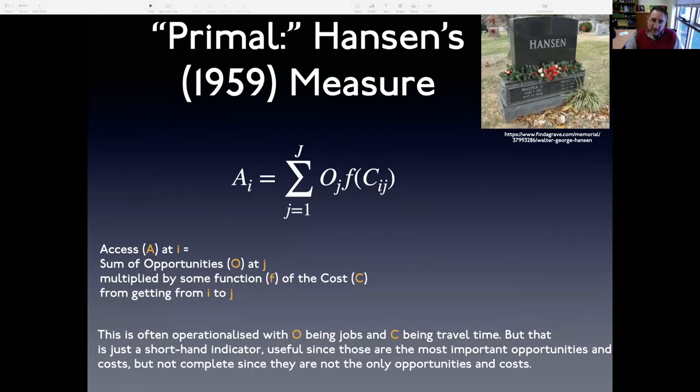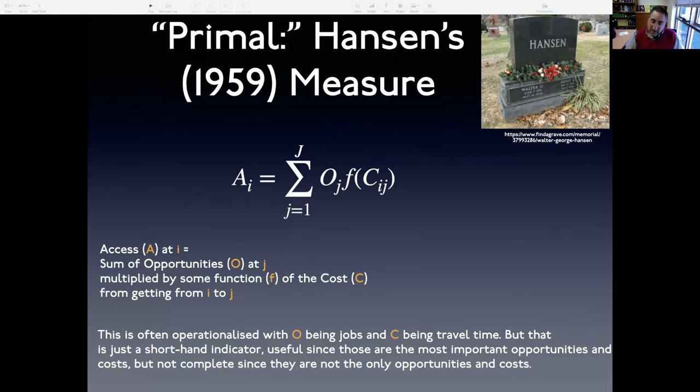The way we formulate that today is A sub I, the accessibility at point I, equals the sum over J of the opportunities at point J multiplied by some function of the cost of travel between I and J. I is the zone of interest, your origin zone, and J represents all of the other zones. So in Sydney, you might have a system, for instance, with 1,000 zones, and J would equal 1 to 1,000. You would measure at I how many of those zones you could reach and sum up the number of opportunities that are reachable by them and weight that by some function.